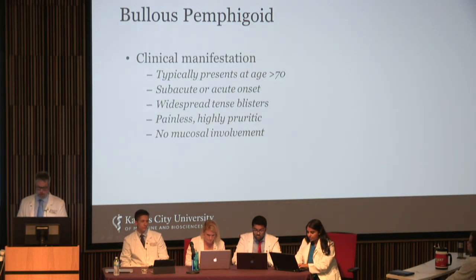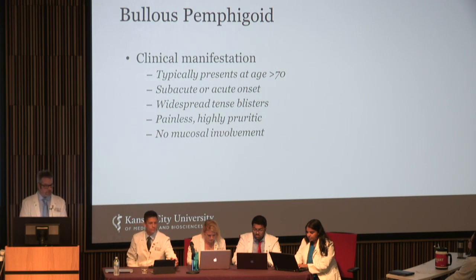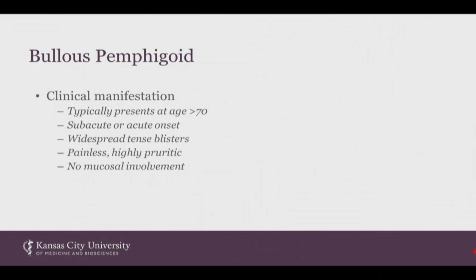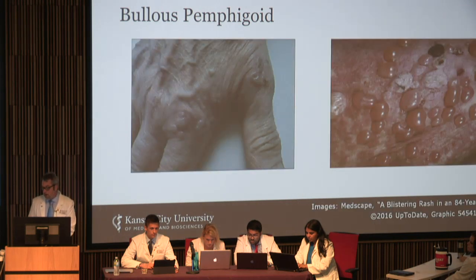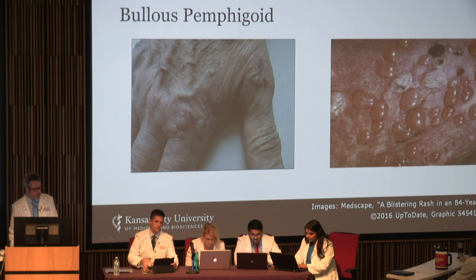And then bullous pemphigoid. The clinical manifestation of bullous pemphigoid typically presents in patients over the age of 70. This can be a subacute or acute onset with widespread tense blistering. It's painless, but it's incredibly pruritic and typically spares the mucous membranes. And here is a photo of numerous tense bulla in bullous pemphigoid.